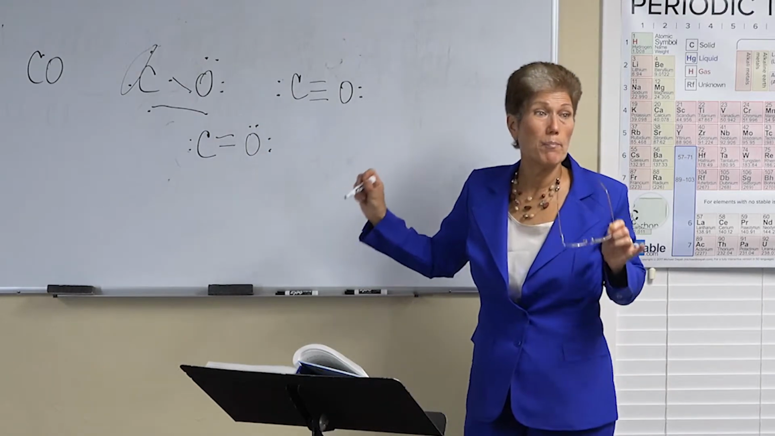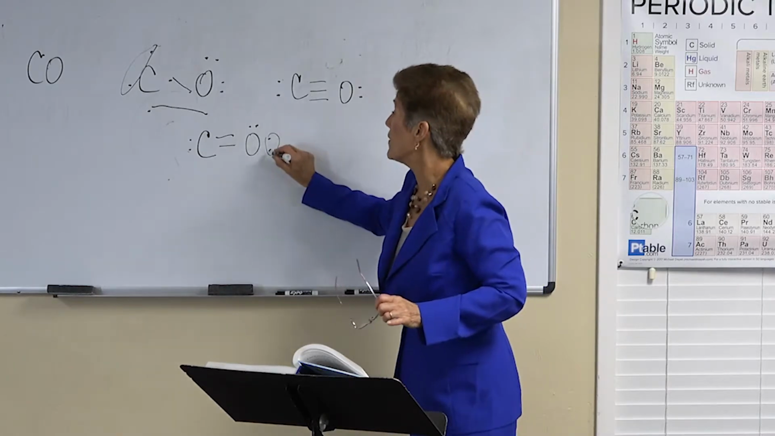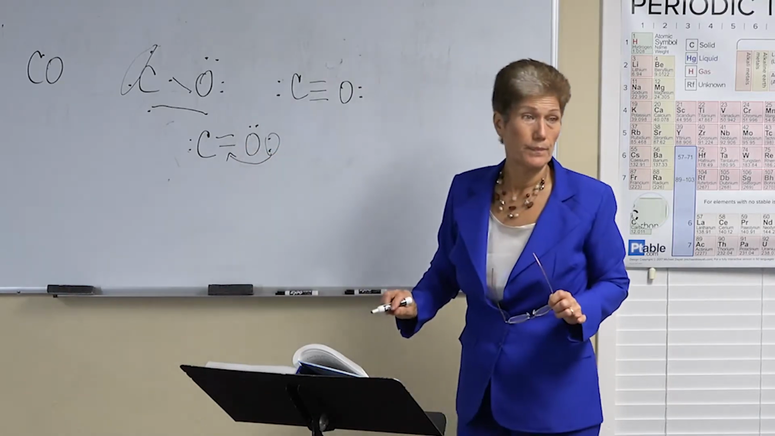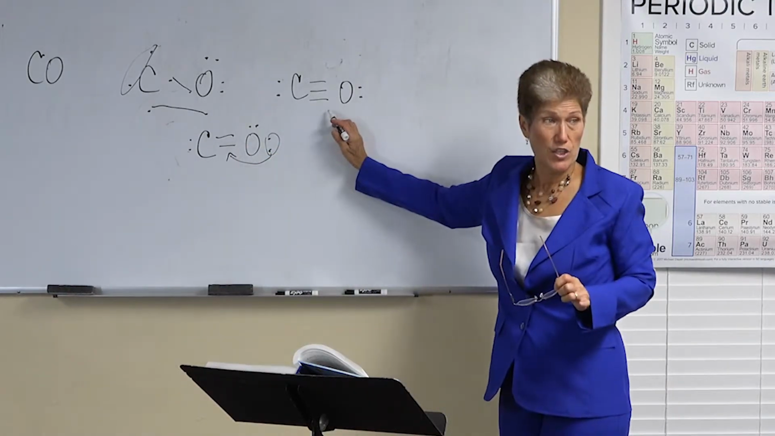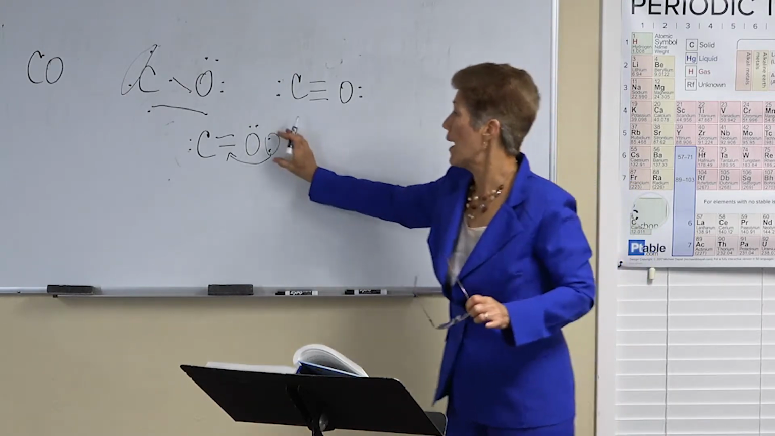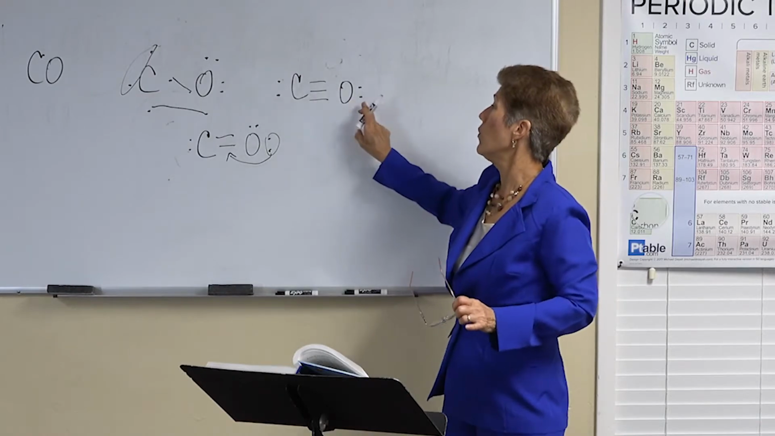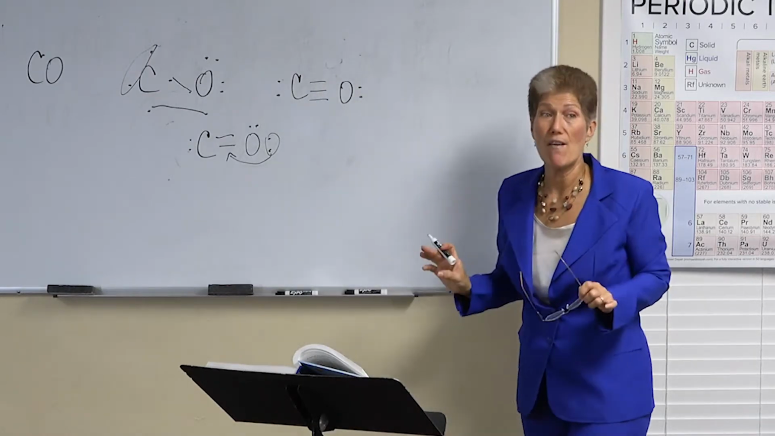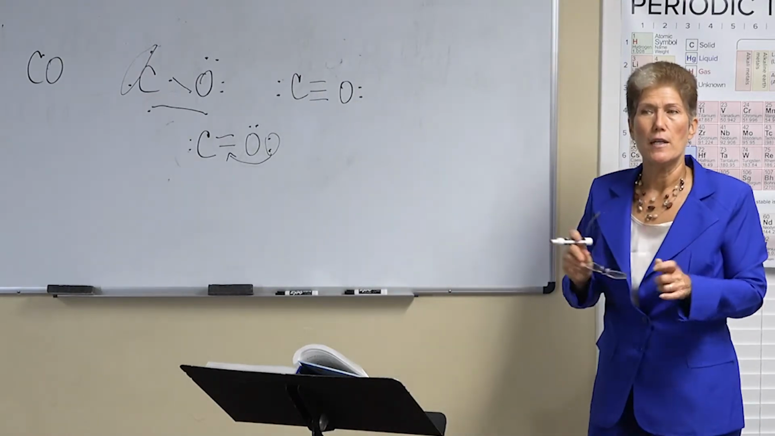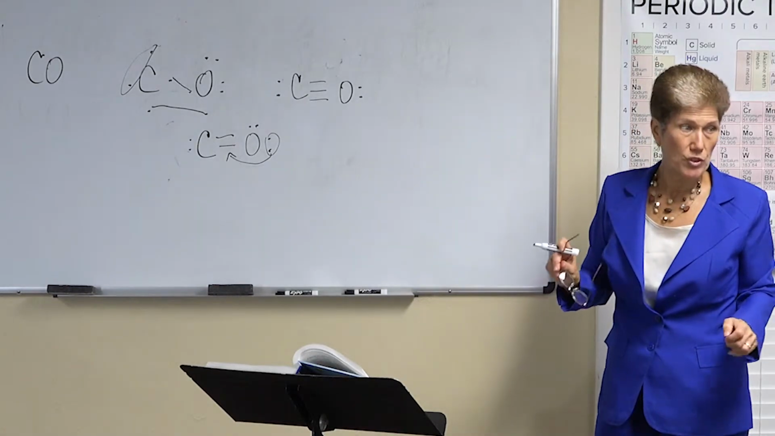So how do I make both of them have 4? I'm going to grab this pair and move it between them. And that's what I did. Do you see it? All I did was grab this pair and move it between them. When I did that, 1, 2, 3, 4, 1, 2, 3, 4. Both of them have 4. Both of them are happy. Now, you're not learning that yet. You will, but you're not yet.